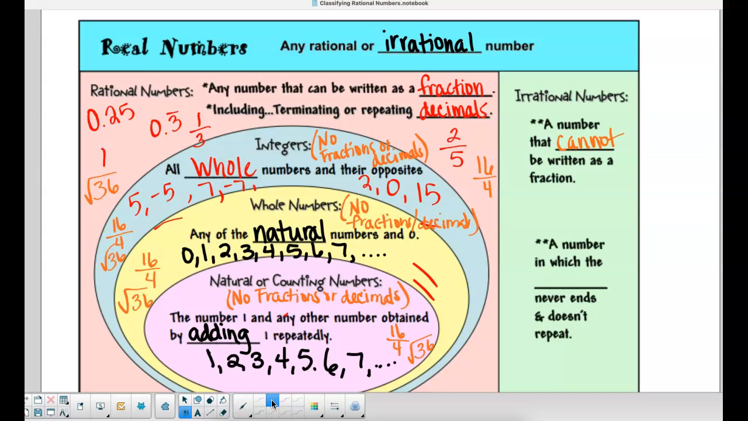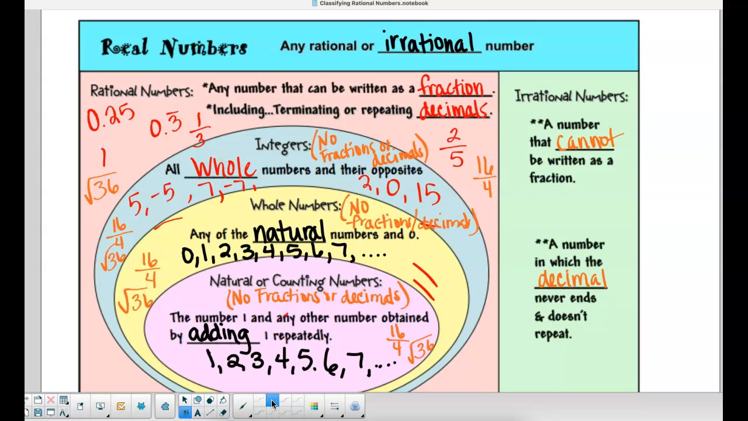It's a number in which the decimal never ends and doesn't repeat. So can you think of any numbers that may be considered irrational? Think of any decimals that never end and never repeat.